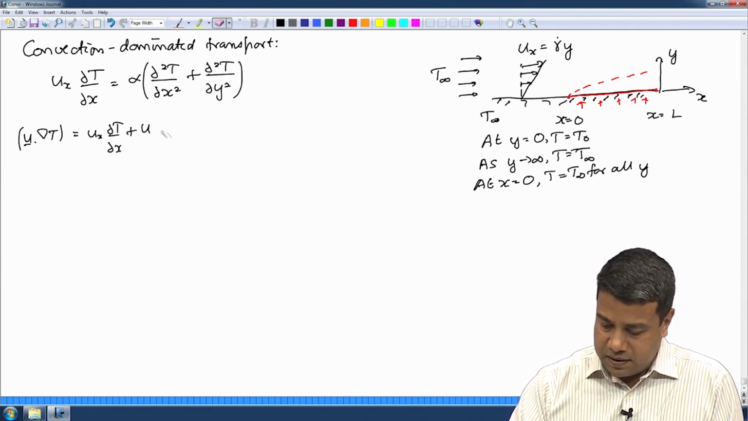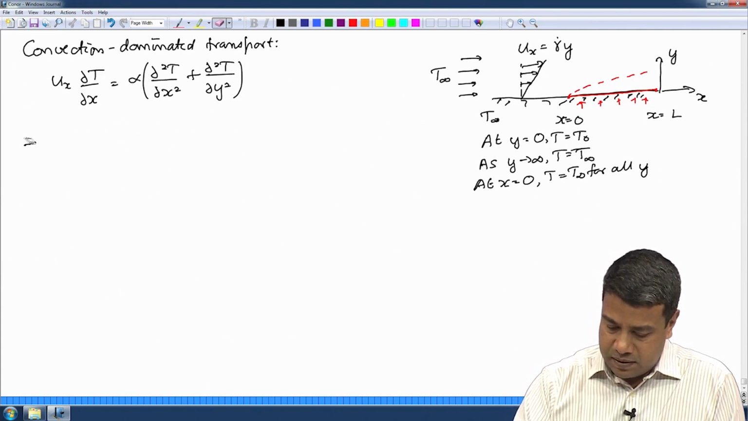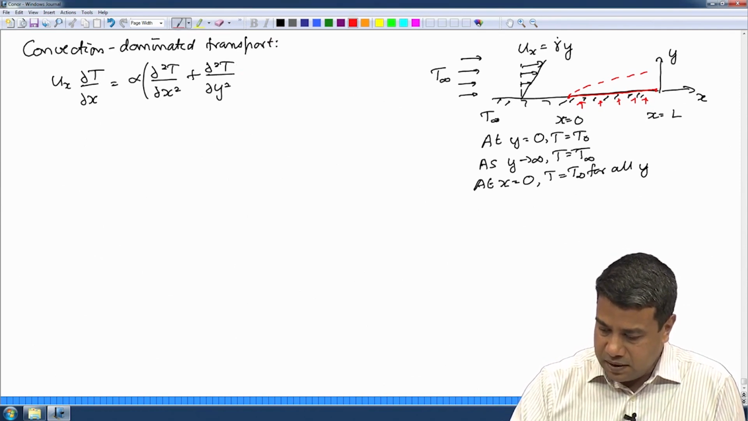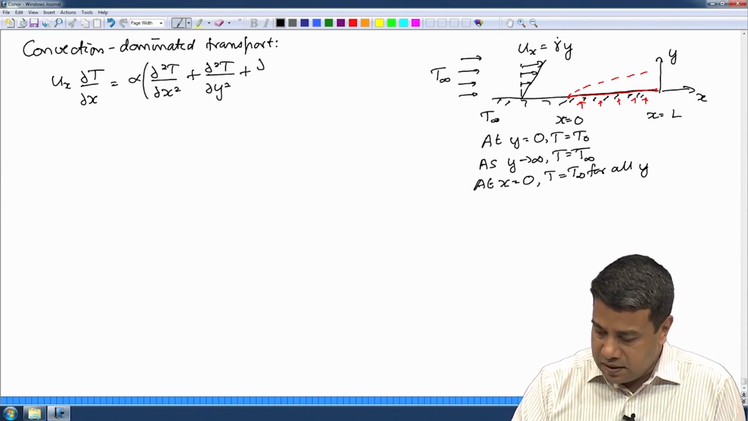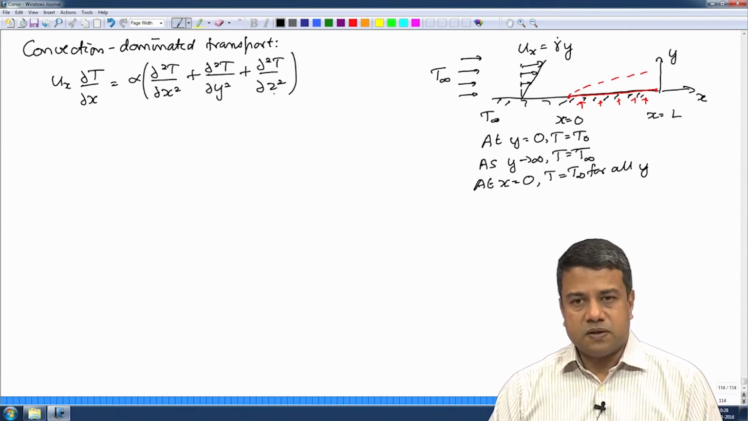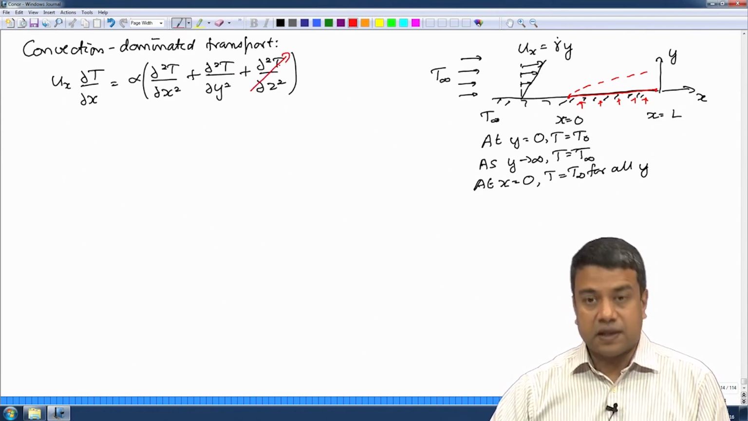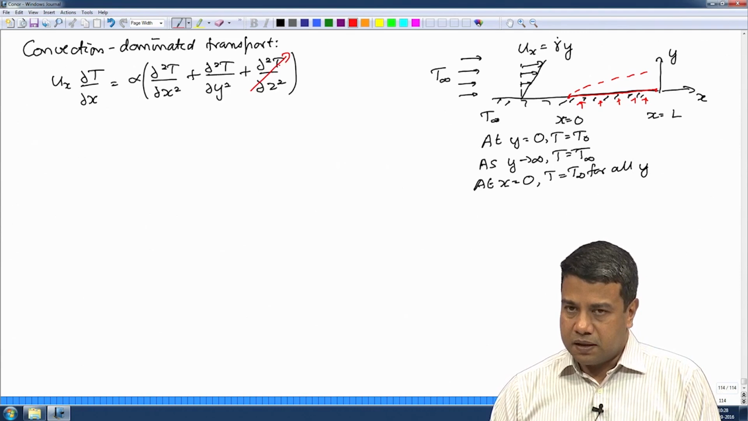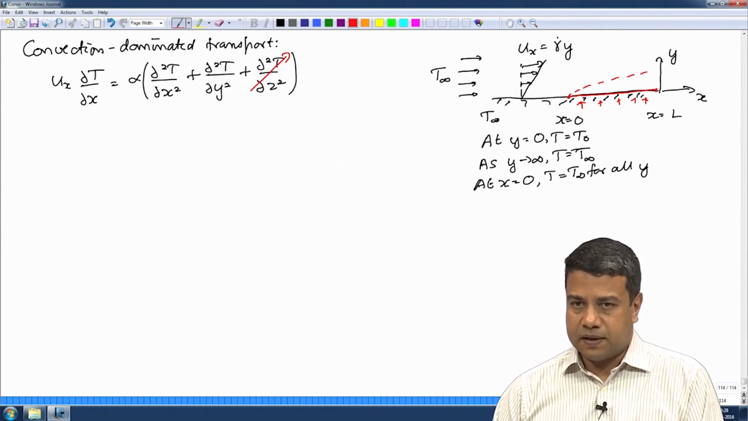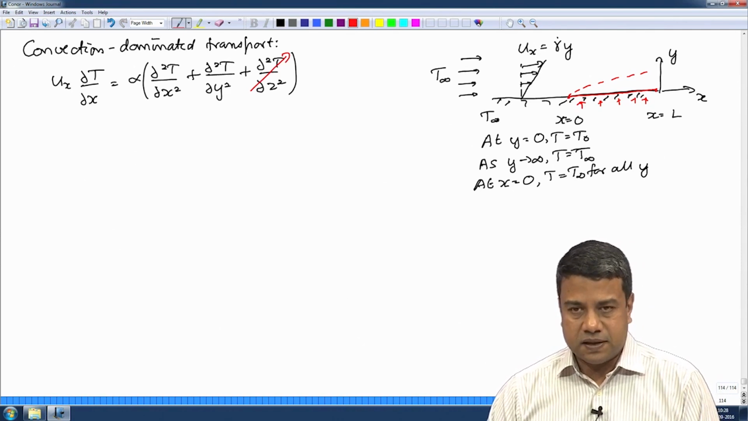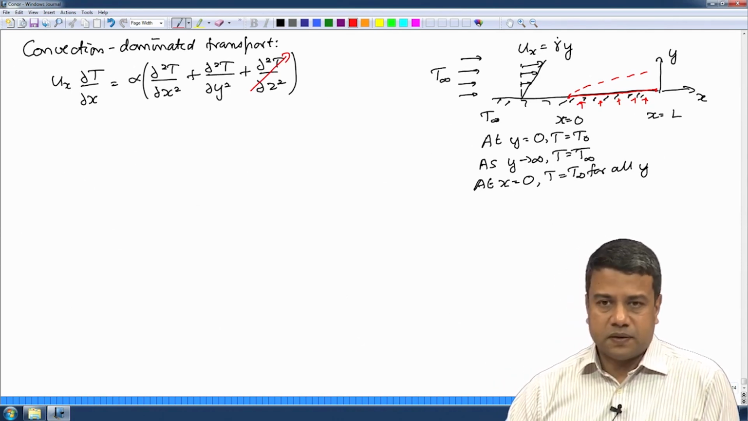And on the right side, in general the expression would be del square T. It would be of the form plus partial square T by partial z square. But since we have assumed there is no variation in the direction perpendicular to the surface, this term can be neglected. And throughout we are going to consider the limit of high Peclet number. I will come a little later and define exactly what that Peclet number is.